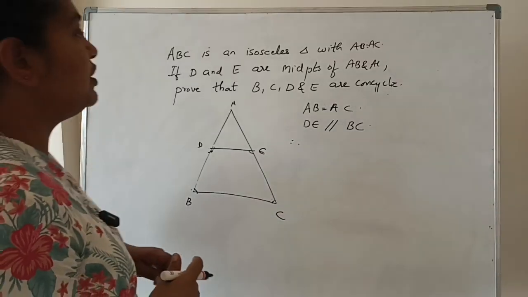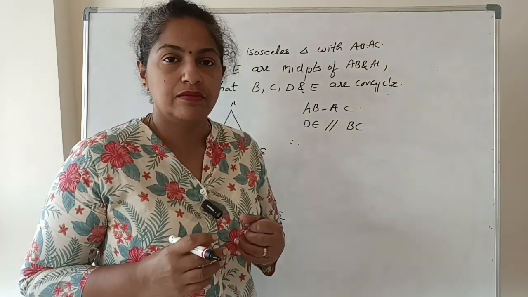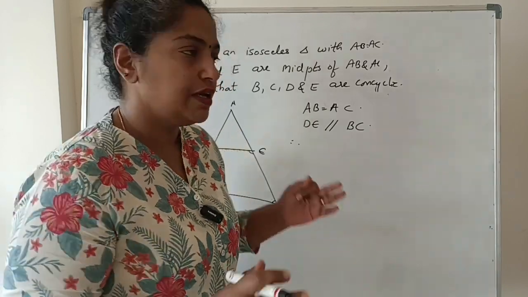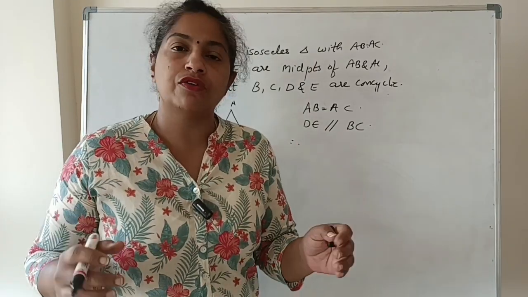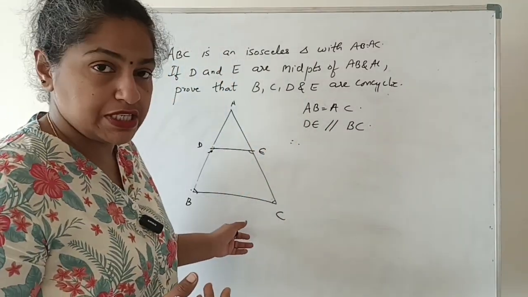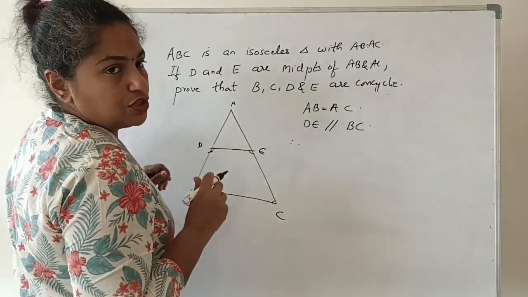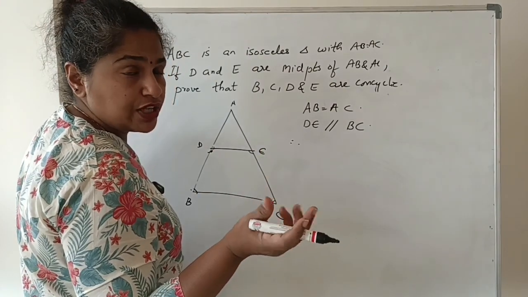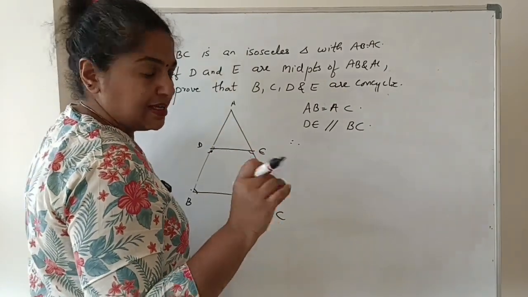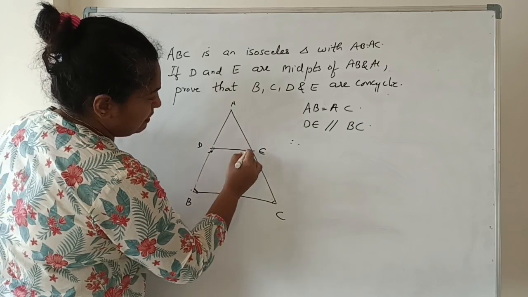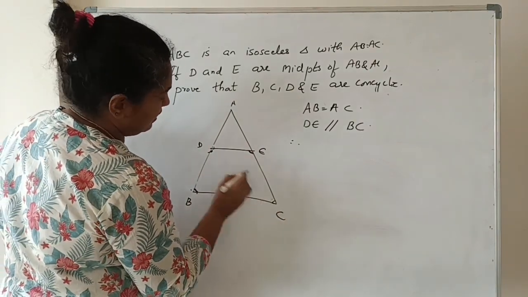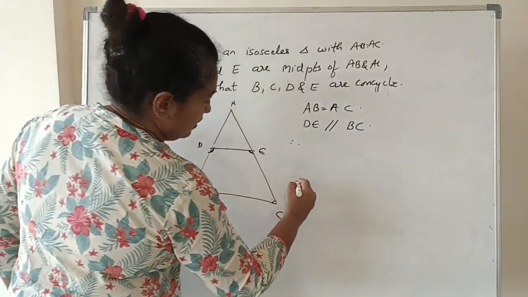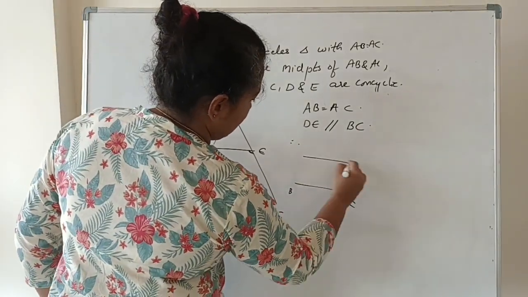Okay guys, so we know AB is equal to AC and D and E are the midpoints. So DE has to be parallel to BC. Two sides are equal, the midpoints are joined, so the line has to be parallel to BC. Fine. What do we need to prove? In order to show B, C, D and E are concyclic points, I need to show that the sum of the opposite angles is 180 degrees. So I need to show either angle B plus angle E is 180 degrees or angle C plus this part is 180 degrees. Okay. Now BC is parallel to DE.